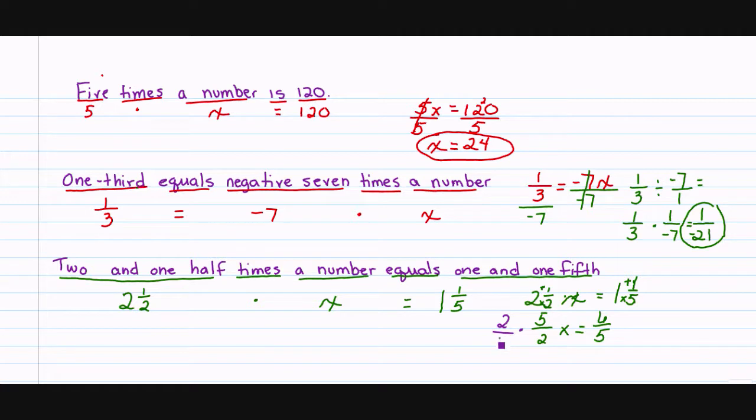The reciprocal of 5/2, I flip it upside down, is 2/5, and what I do to one side, I do to both sides. 5 and 5 cancel out, 2 and 2 cancel out, essentially giving me 1x. And 6 times 2 is 12, and 5 times 5 is 25. That is my answer. It's in simplest form because 12 and 5 do not have any common factors.